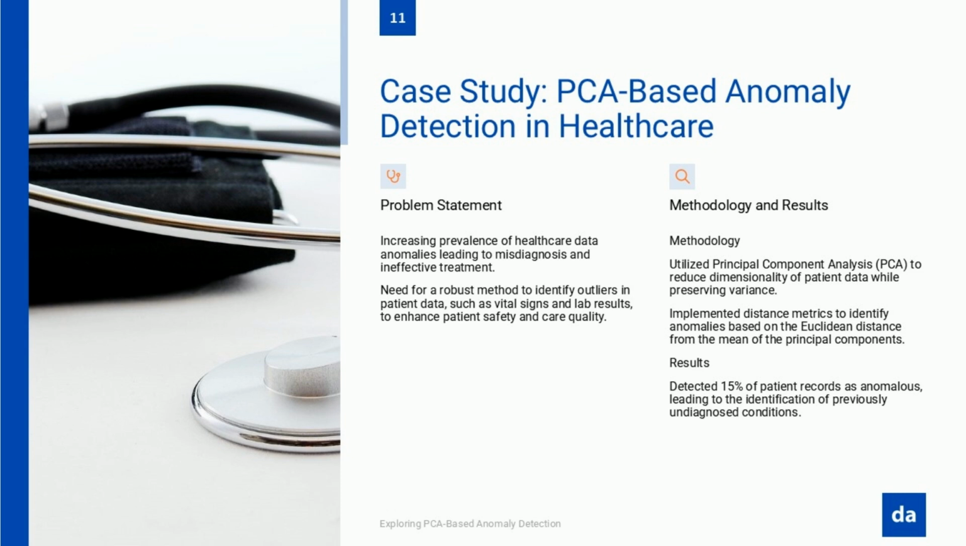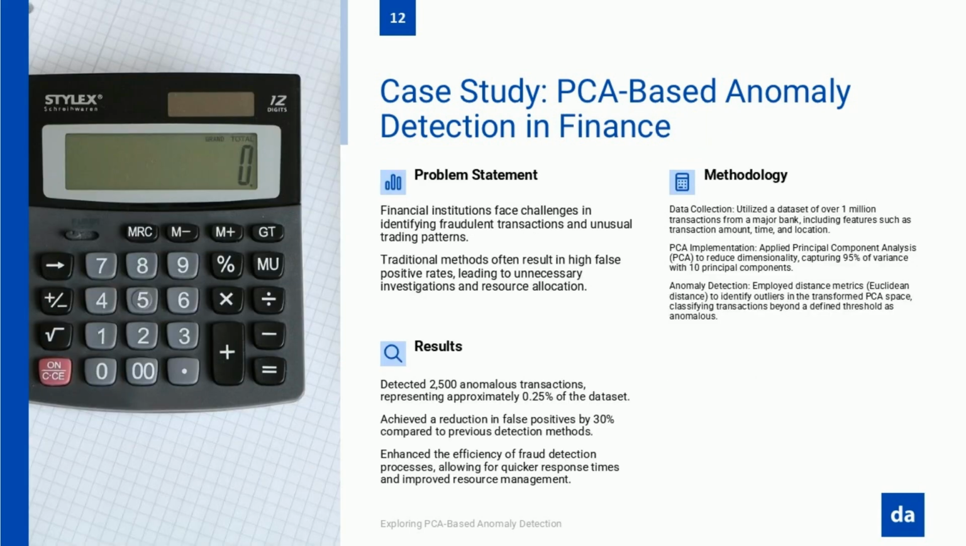This case study demonstrates how PCA can significantly enhance patient monitoring and early diagnosis, leading to better medical decision-making. But the healthcare industry isn't the only place where PCA-based anomaly detection is making an impact. In the next case study, we'll explore how it's being used in finance to detect fraudulent transactions and prevent financial crime.